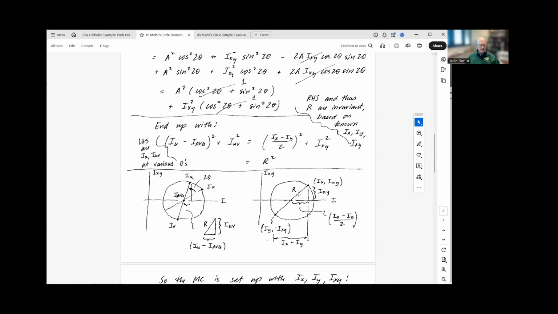Understanding that this radius, IXY, and IX minus IY over 2 form a triangle. And again, the angle here is 2 theta p. So remember, theta p on the original shape is 2 theta p on the Mohr circle. Whenever you see IX minus IY, that looks like a confusing term, but just visualize it's this distance on the circle. Because this is IX, this is IY, those divided by 2 is the base of that triangle.